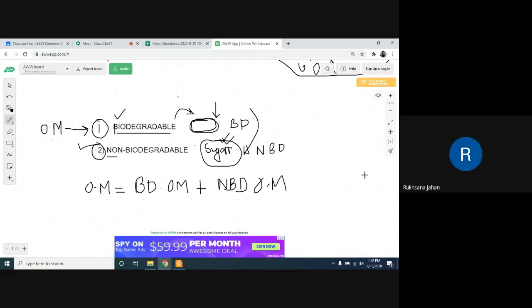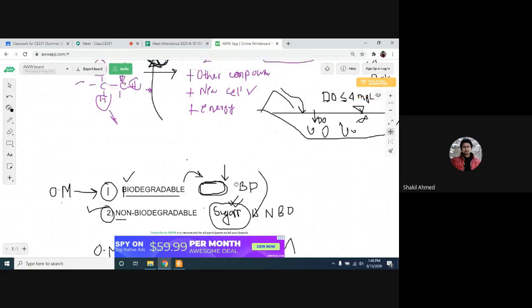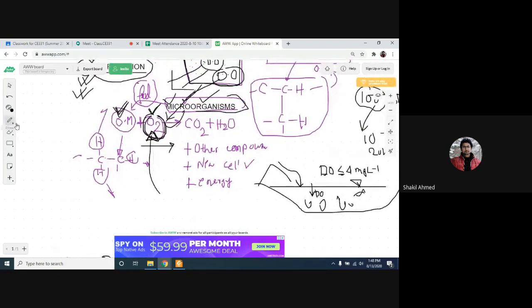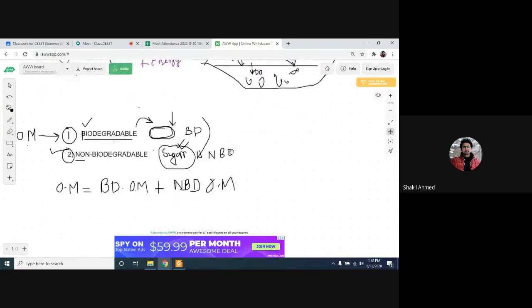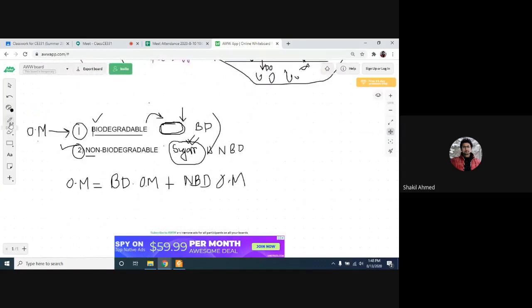Okay. Now, if you measure this oxygen from this biodegradation by microorganisms, then which type of organic matter will you find? This one or this one? Number one or number two?